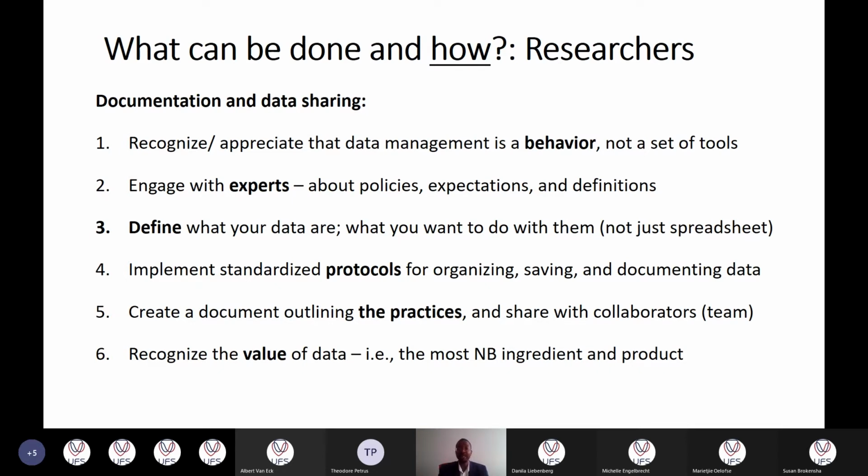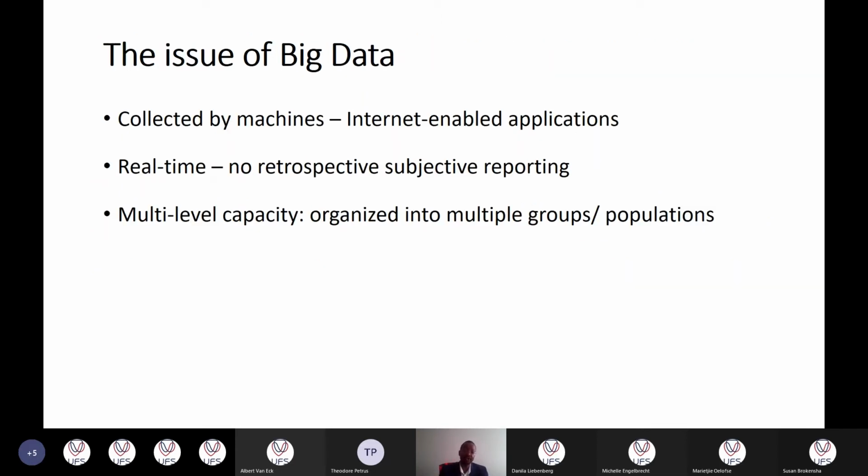You plan for this even before you collect your data. What data should be collected in what form? What is going to be done with it, with them, right? And implement standardized protocols that state precisely how data are going to be organized, saved, and documented, all right? Fifth, create a document that outlines the practices and share this with collaborators. Then therefore you create a culture of proper, responsible, ethical data management within your research teams. And then lastly, recognize the value of your data. It is indeed the most important ingredient and product of your research.